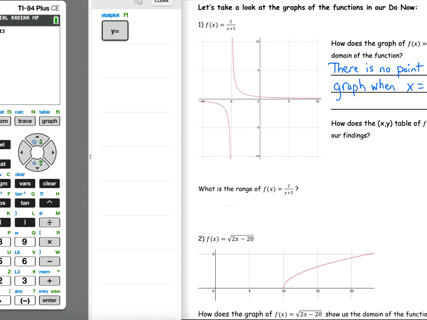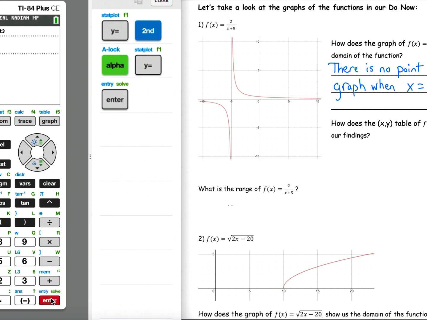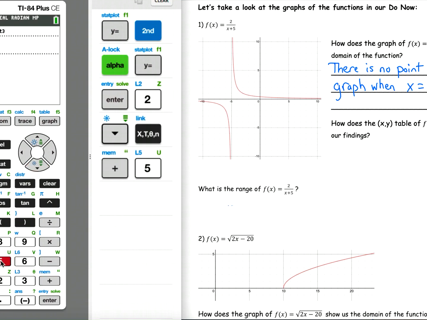Make sure you clear everything from your graph. There's nothing here. So I'm going to press alpha, y equals, n over d. That's how you get the fraction. 2 over x plus 5. And when we check the graph out, it looks exactly the same as the graph we have here.